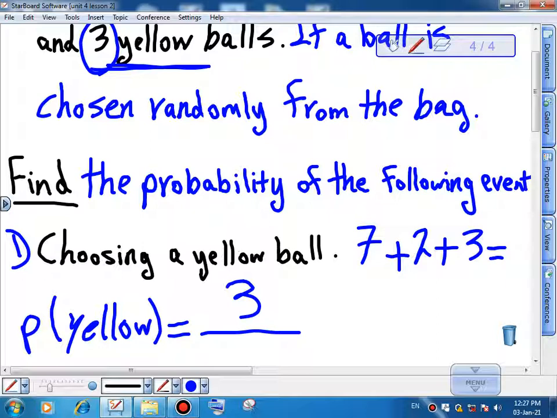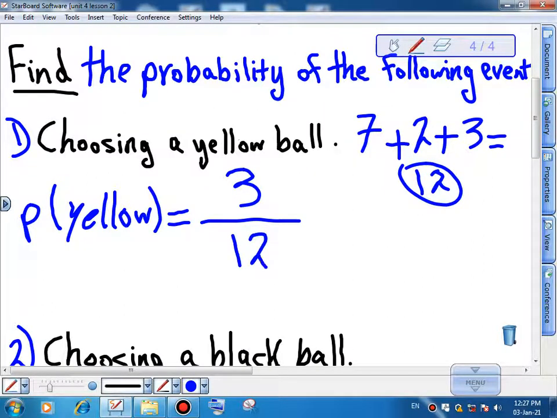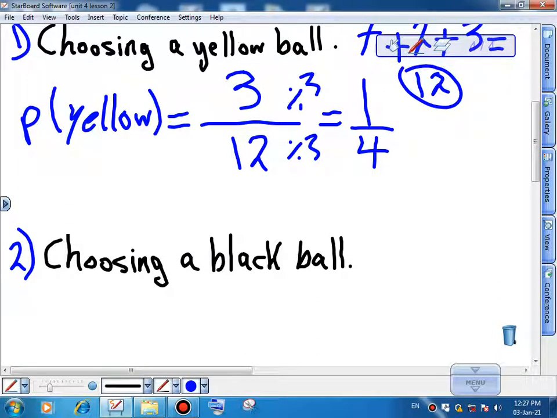So the total number of all possible outcomes will be 7 plus 2 plus 3, which is 12. So it will be 3 over 12. To get this fraction in the simplest form, I divide both the numerator and the denominator by 3. 3 divided by 3 is 1, and 12 divided by 3 equals 4. It will be 1 quarter.